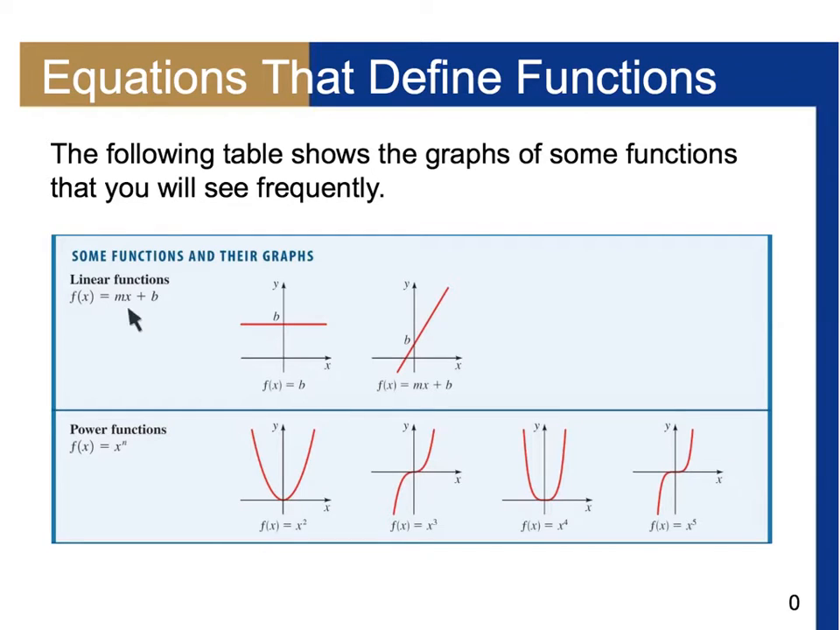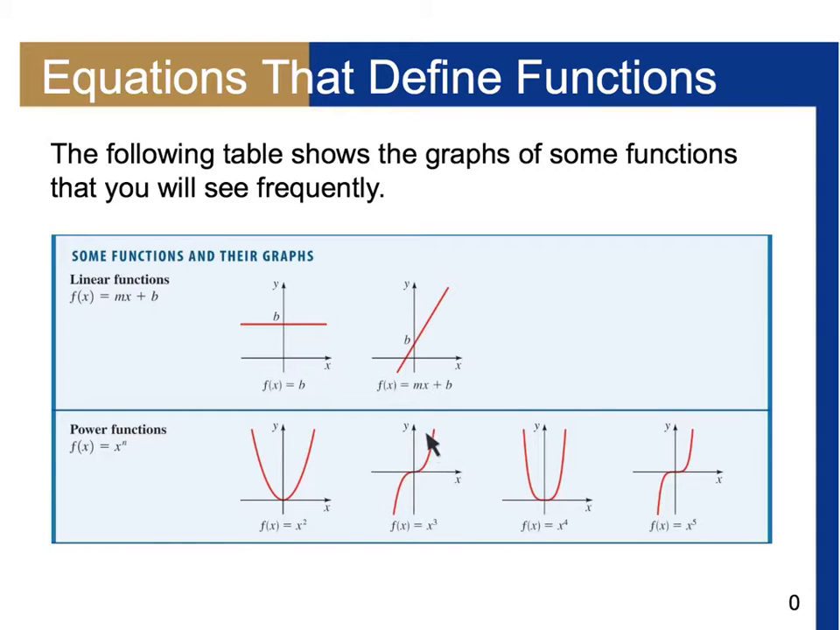Okay, so here are some common graphs that we'll see. Our linear functions: y equals mx plus b, or f of x equals mx plus b. Here's y equals b, the constant function, which is a horizontal line. Standard y equals mx plus b. Here's our y-intercept. Remember, these have arrows on the ends. Okay. y equals x squared, or f of x equals x squared.